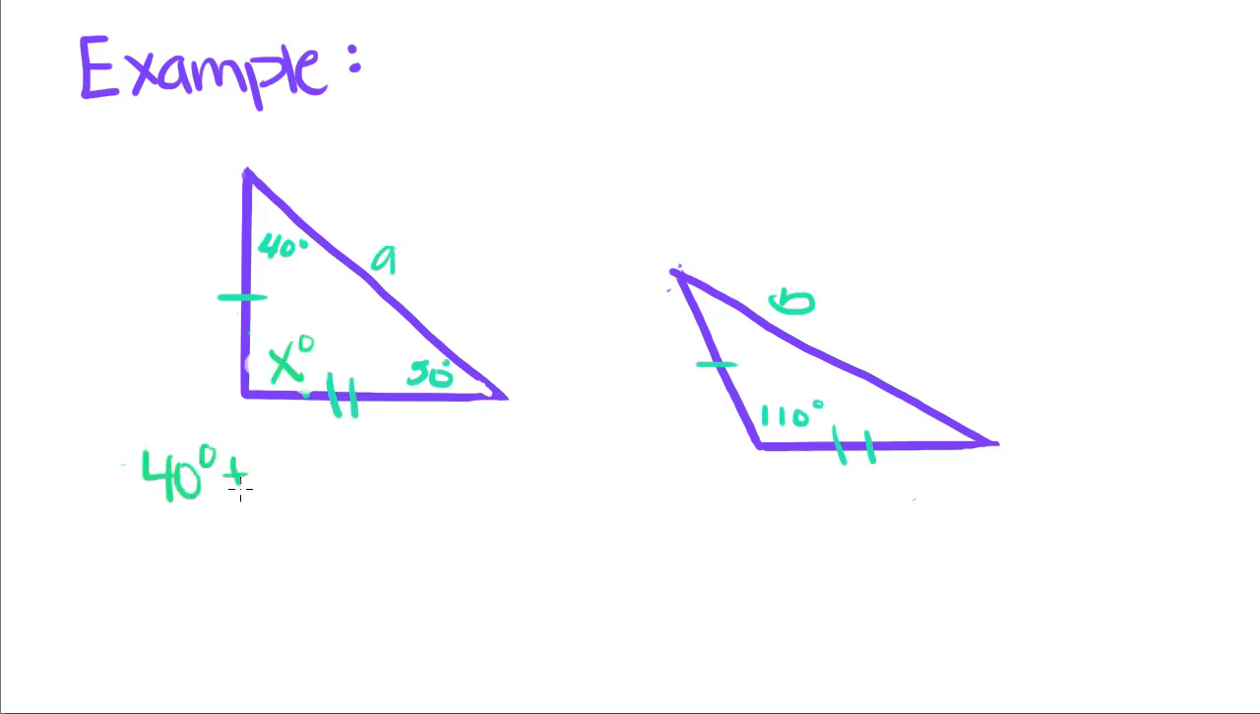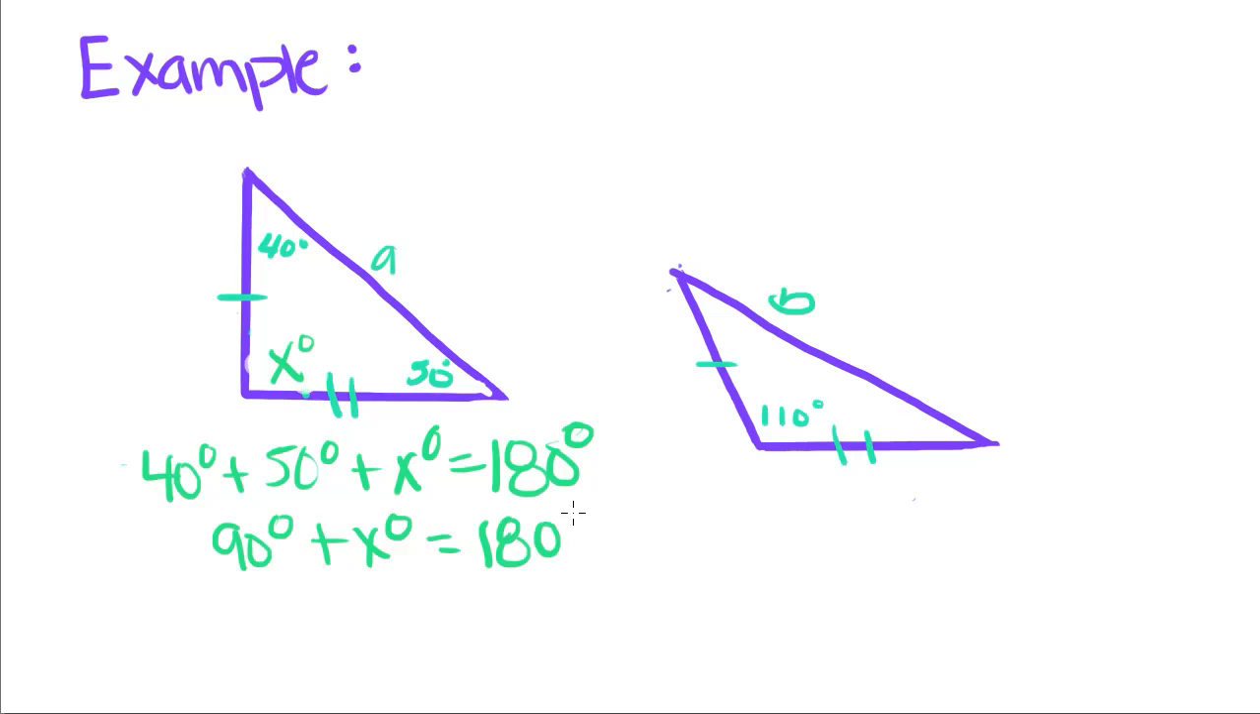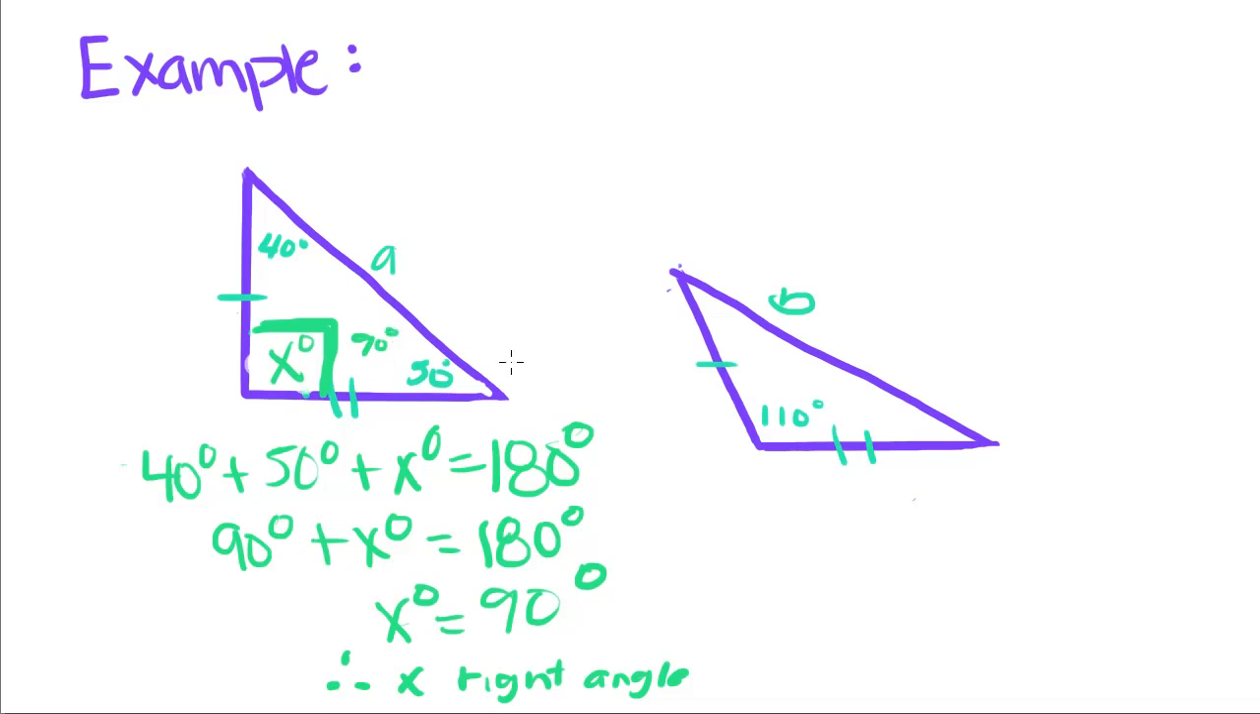So we're going to go back and use that property of the interior angles of triangles to find out what the measure of angle X is. We're going to add them up and set it equal to 180 degrees. Then we're going to subtract this over, and we know that X equals 90 degrees. So that means that X is a right angle. We're going to mark that with one of these symbols right here, and we know that just means 90 degrees.